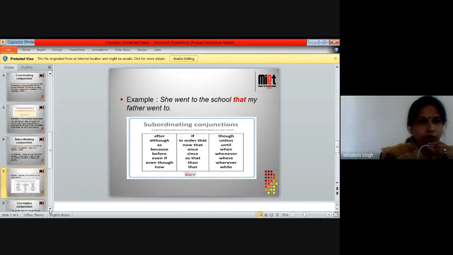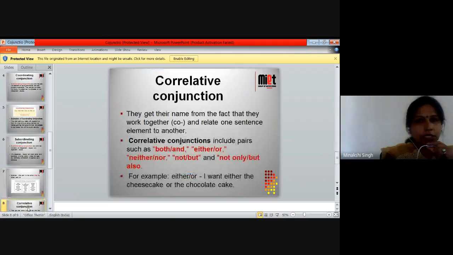Next, students, we are going to learn about correlative conjunction. Correlative conjunctions get their name from the fact that they work together, right? Correlative. So they work together and relate one sentence element to another. Correlative conjunctions include pairs such as both and, either or, neither nor, not but, not only but also.